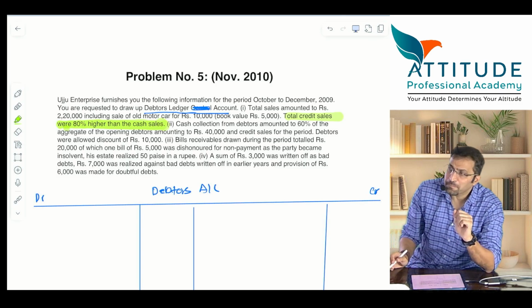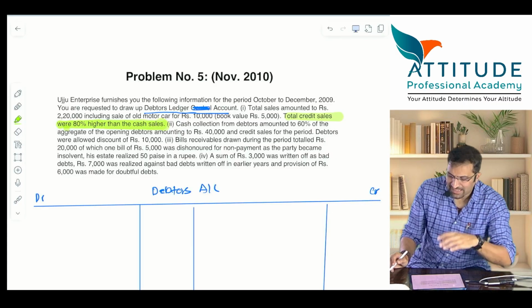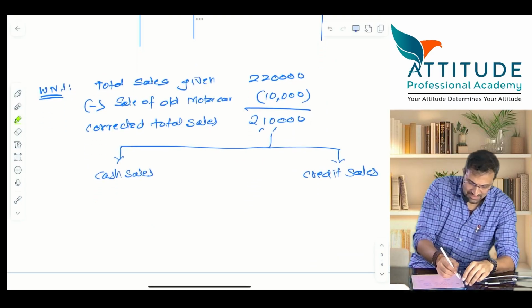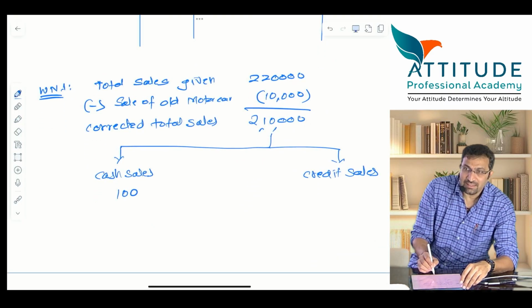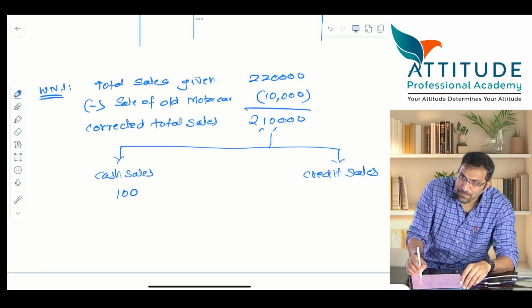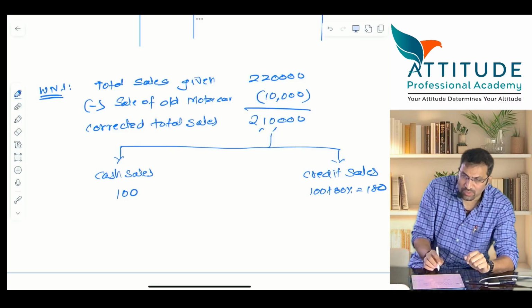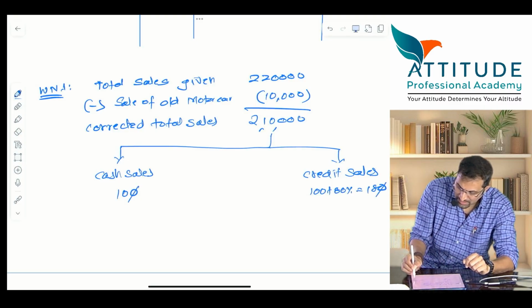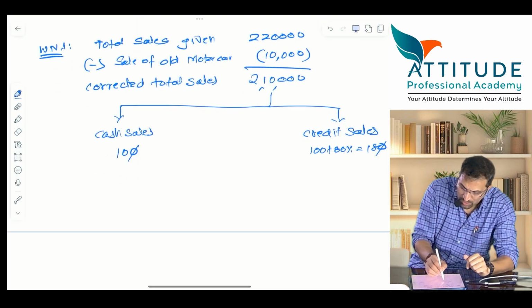What does this mean? If cash sales is 100, assume cash sales is 100, how much will credit sales be? 180. Yes, so come here. Sir, let the cash sales be 100. So this is 80% higher. Credit sales is 80% higher. So this will be 100 plus 80%, which is 180. Now see what the ratio is, 100 to 180, that is 10:18. You can simplify this further. What is the ratio?